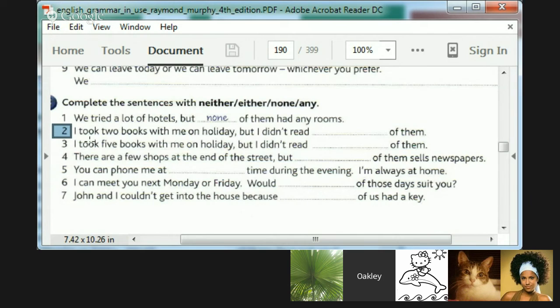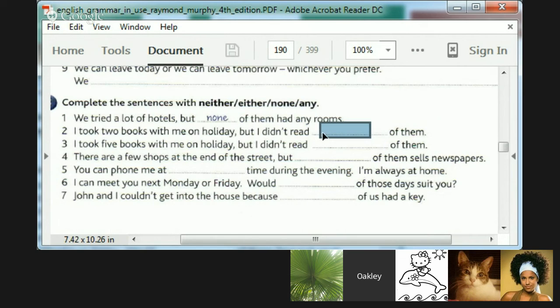Number two, I took 2 books with me on holiday, but I didn't read any of them. No. We use any when there's more than 2 books. So you have 2. Yes, I didn't read none of them. No. We use none when there's more than 2. It says there are 2 books. Oh, neither of them. No. One more chance.